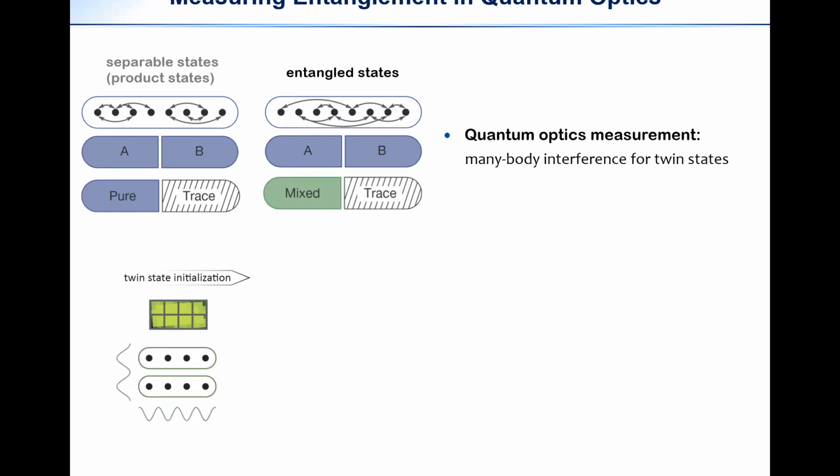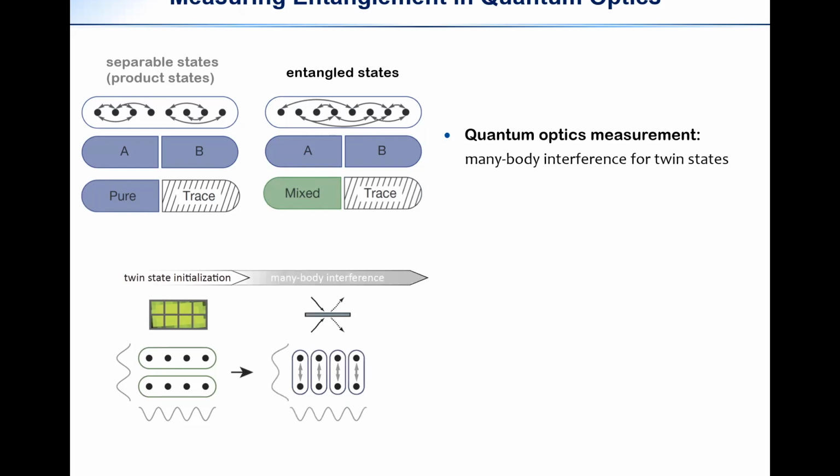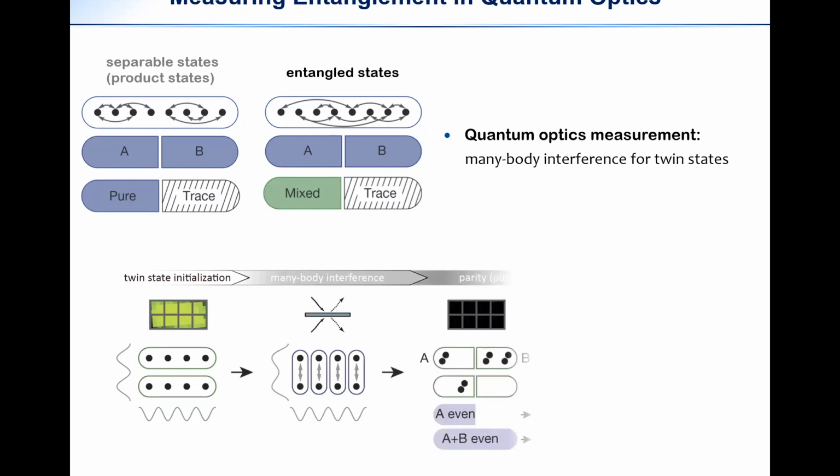This is work done by Markus Greiner's group a decade ago. You can prepare a pair of twin states and use the collapse of the 2 states to measure whether you have the mixed state or the pure state. The basic idea is, because of the fermionic statistics, the mixed state will always give you an odd number, and the pure state will always give you an even number. So if you see an odd number of particles appear in part of the system, that's an indication of the mixed state.